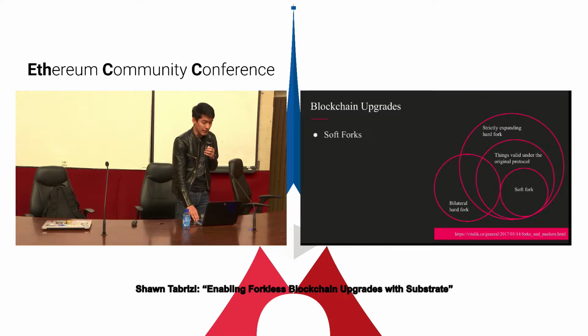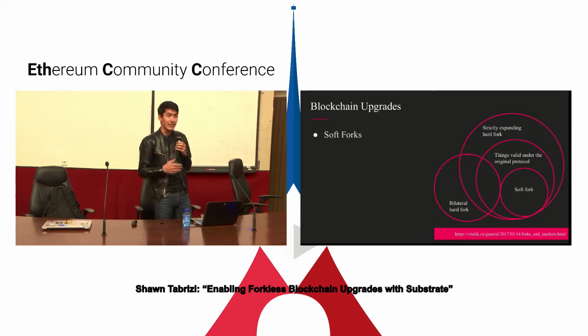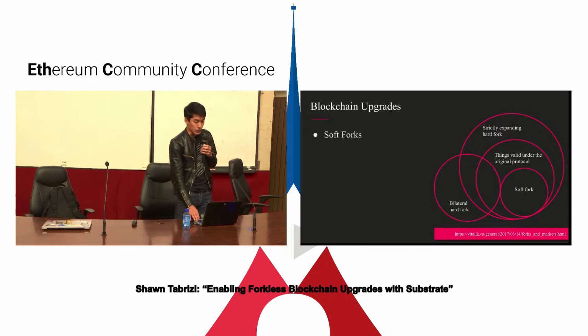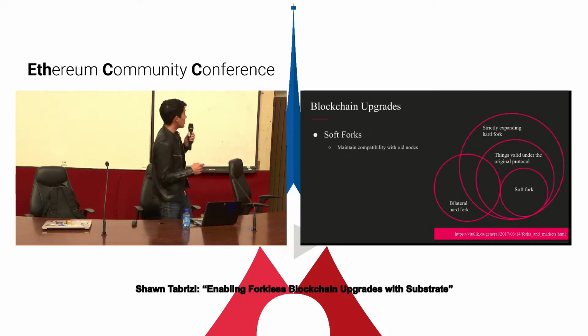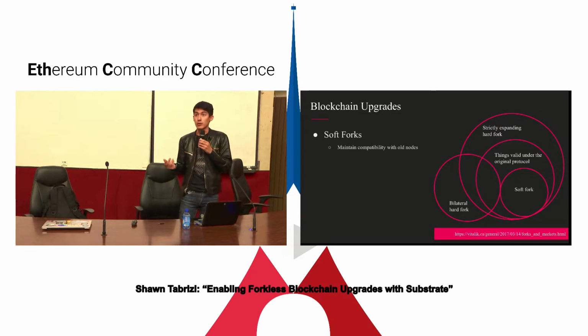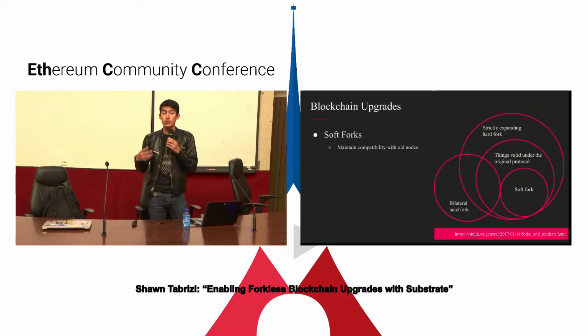We have this idea of a soft fork, which is a nicer way to upgrade. It limits what you can do, but in general, the nice thing about soft forks is that old nodes will still maintain compatibility with the network. So you can have a bunch of new nodes and new software out there, and the old nodes will still accept and agree to the blocks that are being produced by that network.